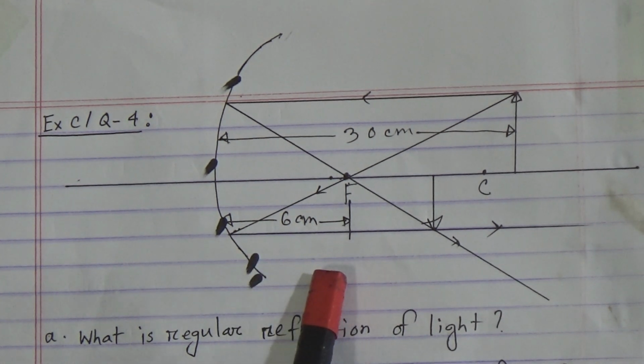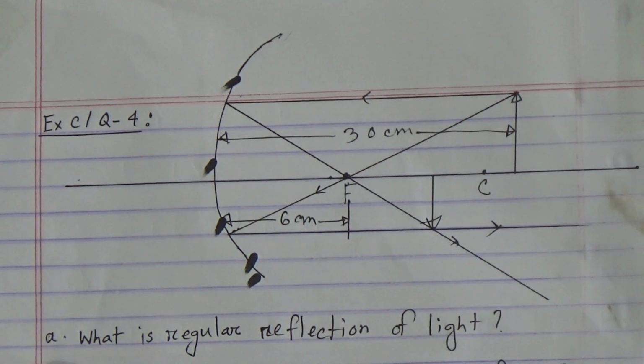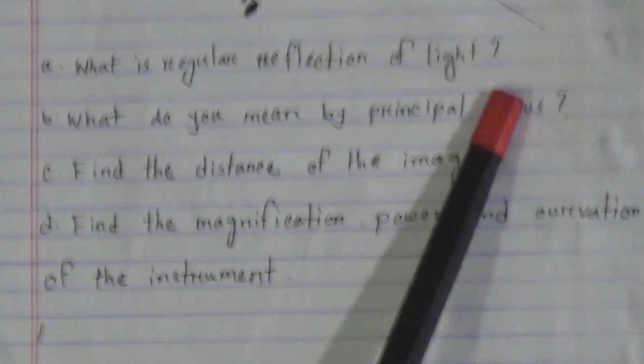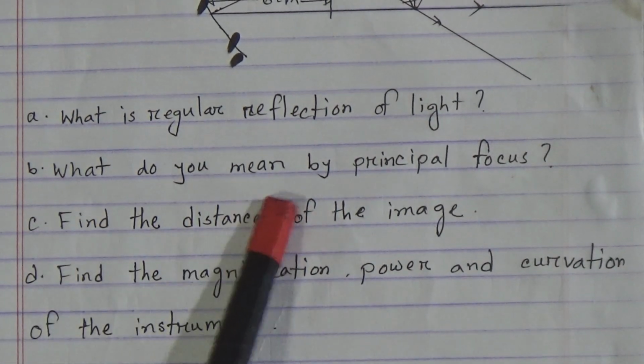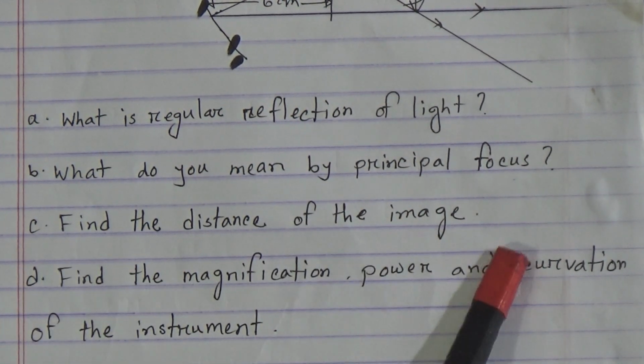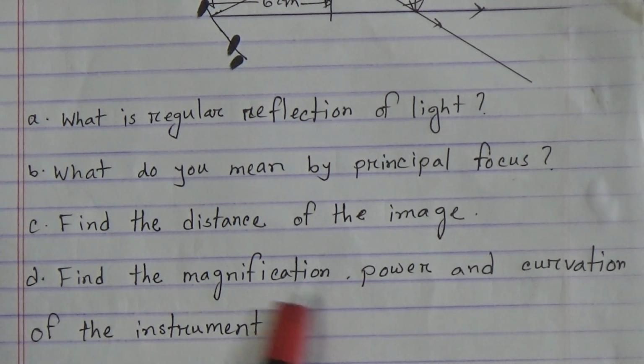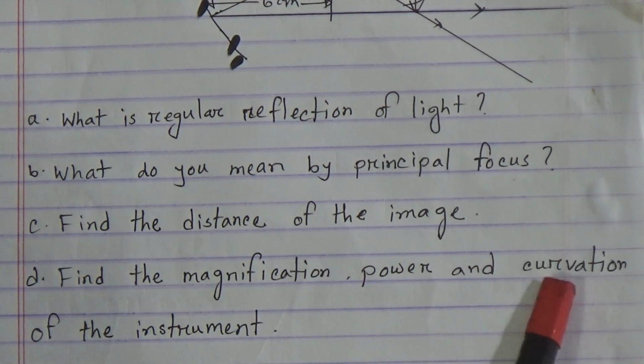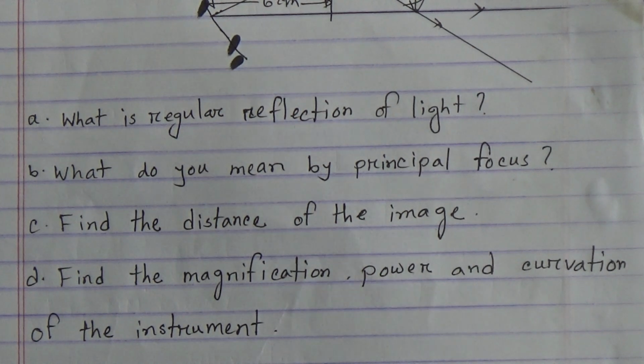Here focus is 6 centimeter, given in the stem. So my dear students, see now question A, what is regular reflection of light? Question B, what do you mean by principal focus? Question number C, find the distance of the image. And question number D, find the magnification power and curvature of the instrument. Okay, so my dear students, see the answer.